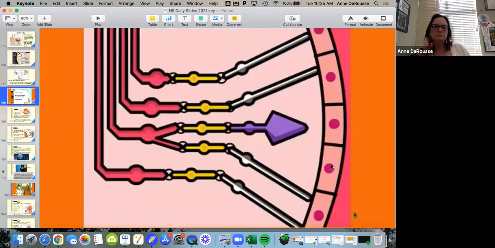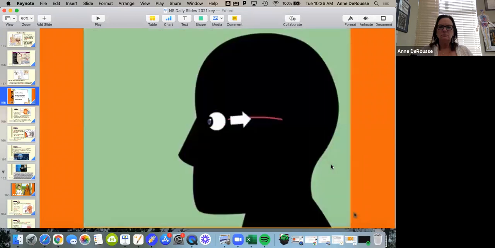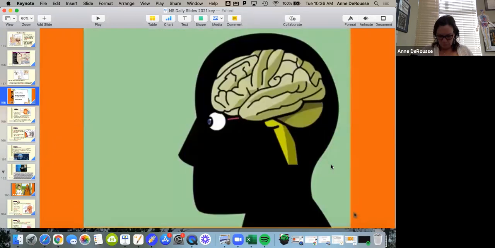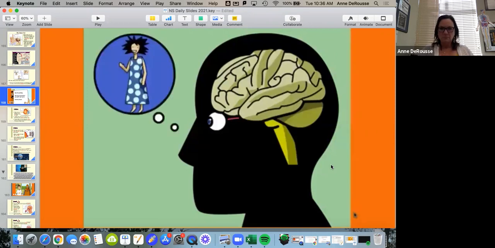So the lens projects an image onto your retina where the rods and cones transform the light and color into electrical impulses. These are transmitted up your optic nerve and into your brain. There, your brain decodes the image, and that's how you see.